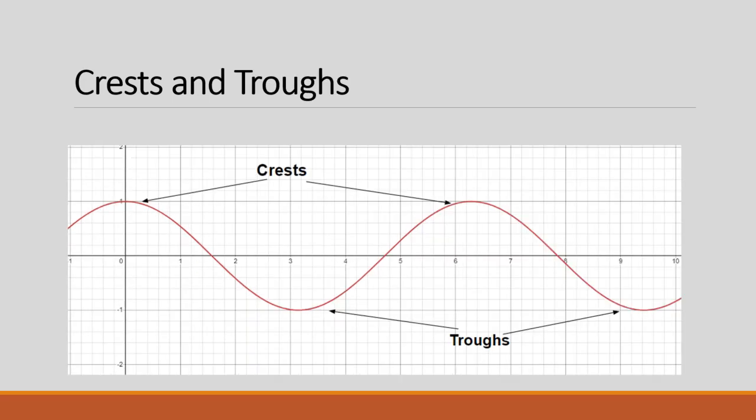Now, let's go over the properties of waves. To start, waves have crests and troughs. Crests are the highest points on the wave, while the troughs are the lowest points in the oscillations.